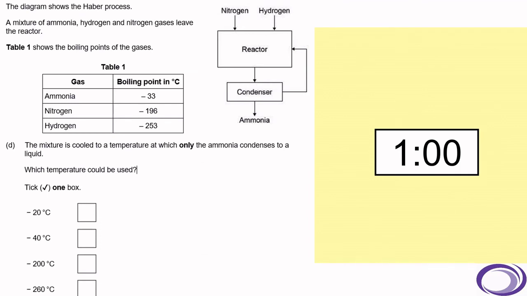Next question. The diagram shows the Haber process. A mixture of ammonia, hydrogen and nitrogen gases leave the reactor. Table 1 shows the boiling points of the gases. The mixture is cooled to a temperature at which only the ammonia condenses to a liquid. Which temperature could be used?